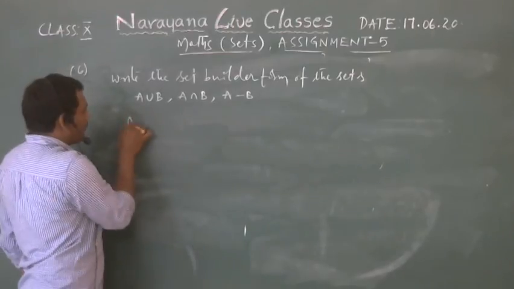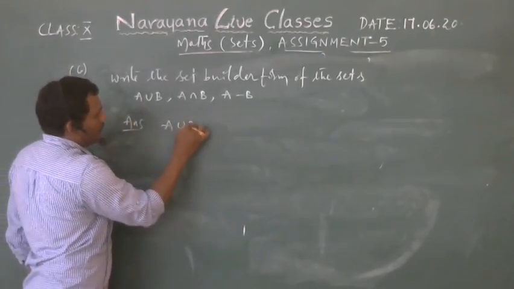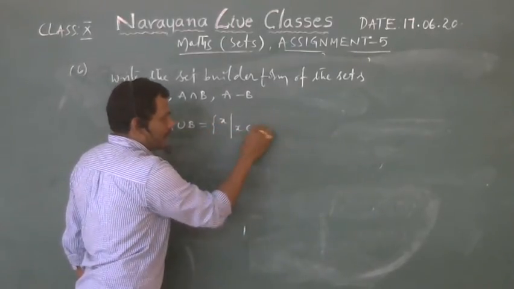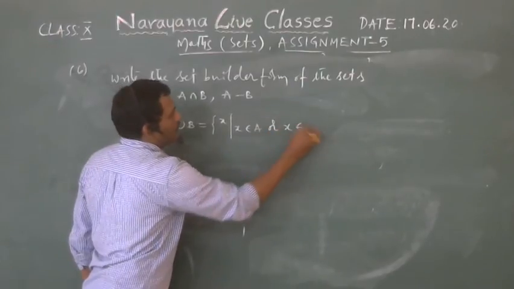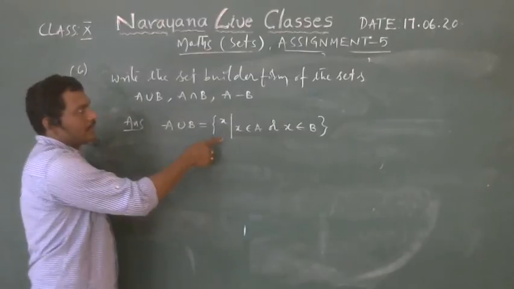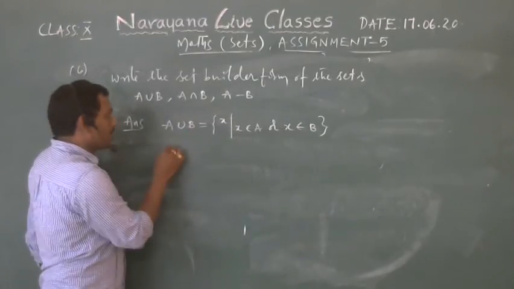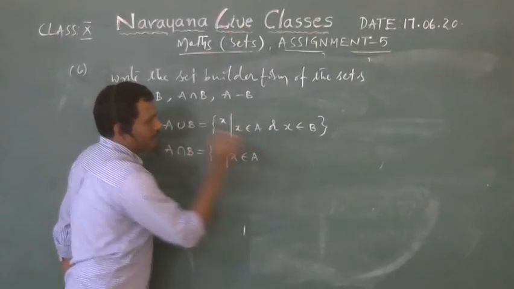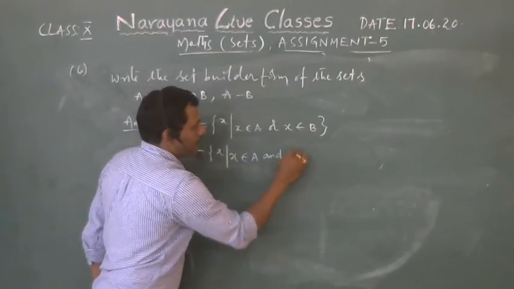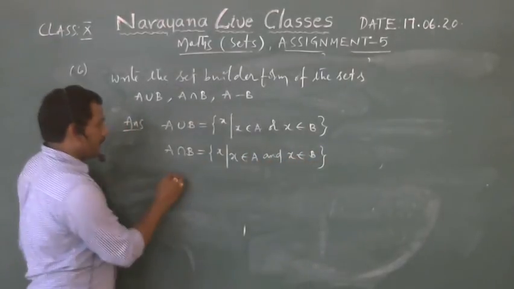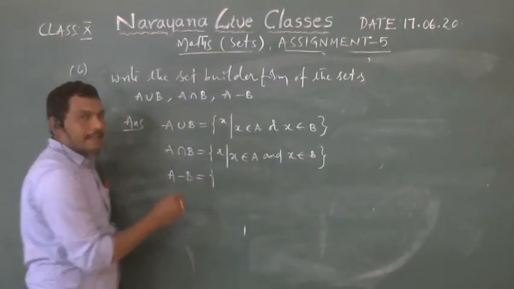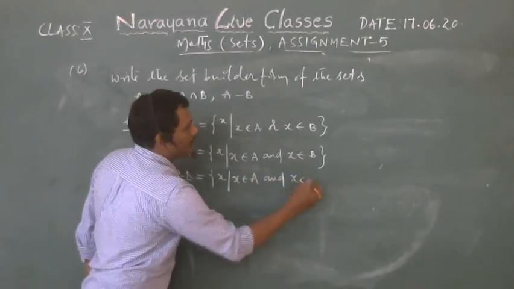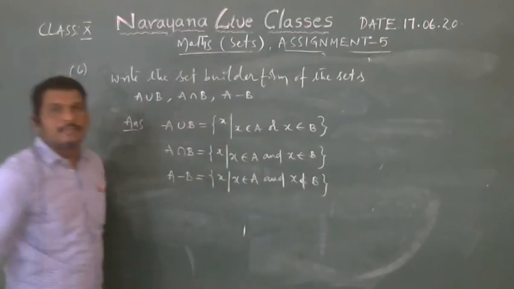First one, answer A union B. Set builder form: the set of x such that x belongs to A or x belongs to B. This is the set builder form of A union B. Next one, A intersection B: x such that x belongs to A and x belongs to B. A minus B: x such that x belongs to A and x does not belong to B. This is the answer of A minus B.